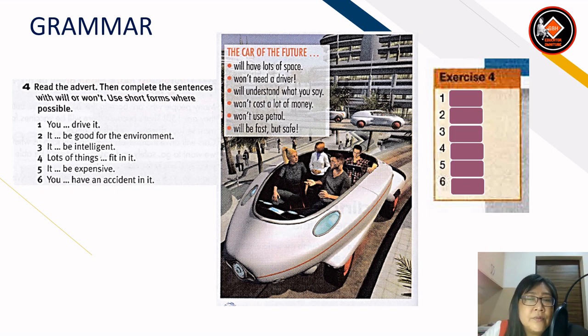Number 1, you drive it, so you won't drive it. Number 2, it be good for the environment. It will be good for the environment. Number 3, it intelligent, so it will be intelligent. Number 4, lots of things fit in it, so lots of things will fit in it. It be expensive, it won't be expensive. You have an accident in it, so you won't have an accident in it.